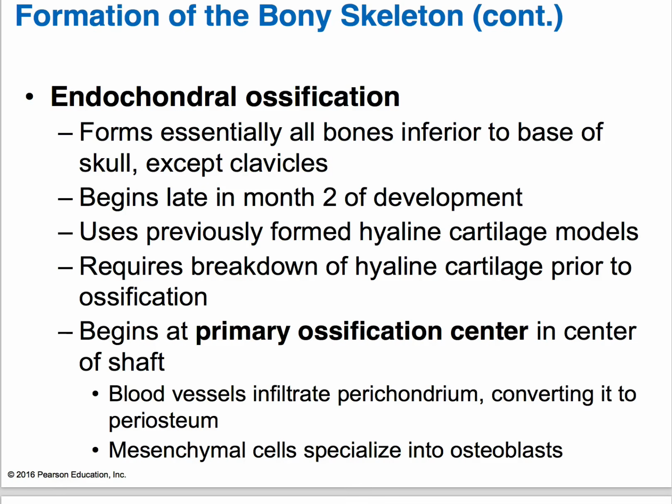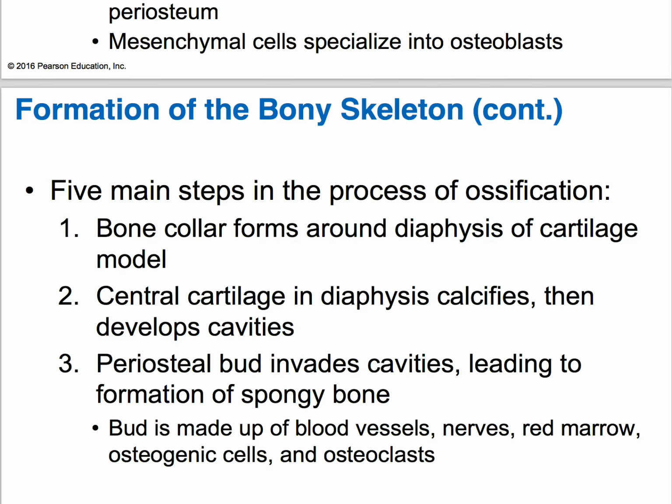The mesenchymal cells specialize into osteoblasts, and remember, osteoblasts are the bone building cells. Now that you've got these mesenchymal cells starting to specialize into osteoblasts, and the blood vessel has come in there, and the whole process is kicked off, let's look at how the next steps occur. What happens next? There are 5 steps in the process of ossification.